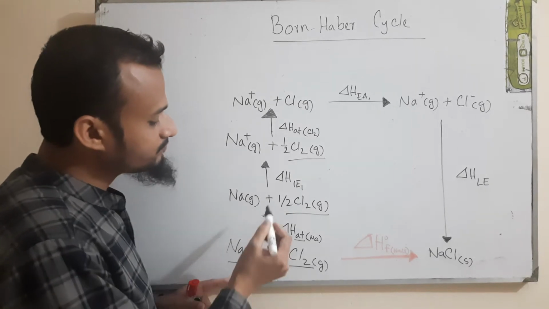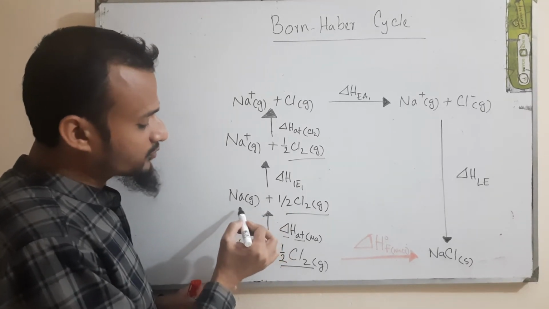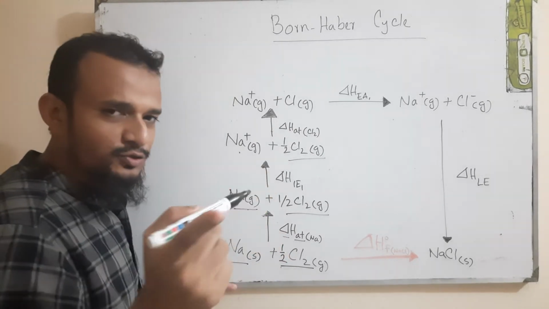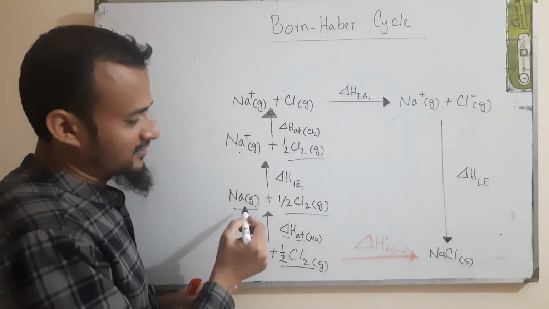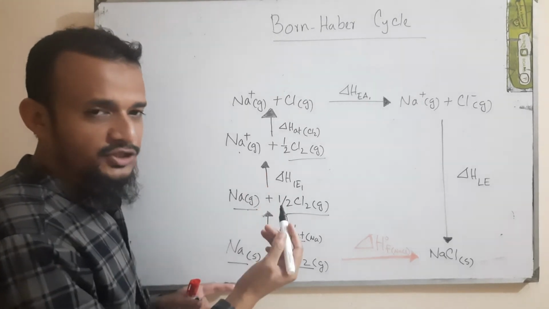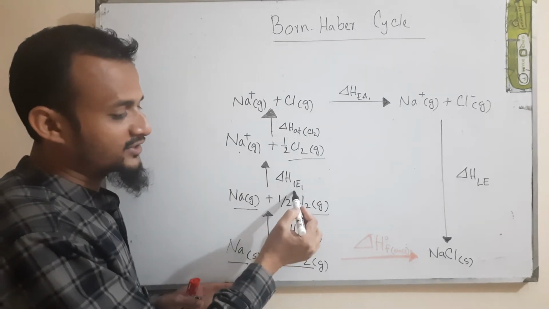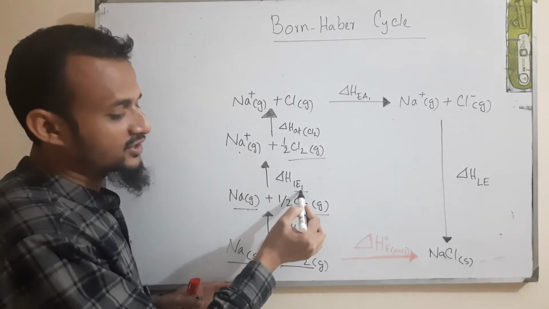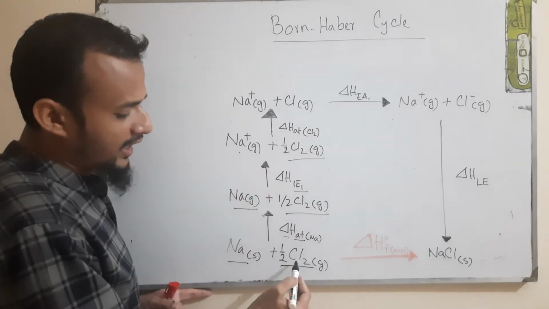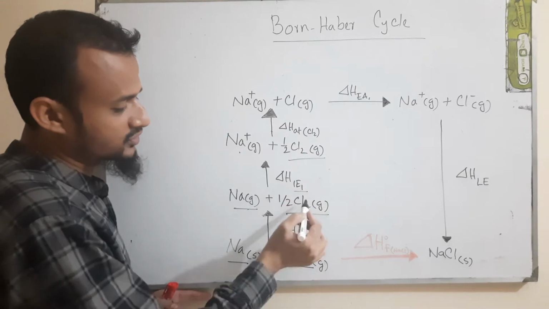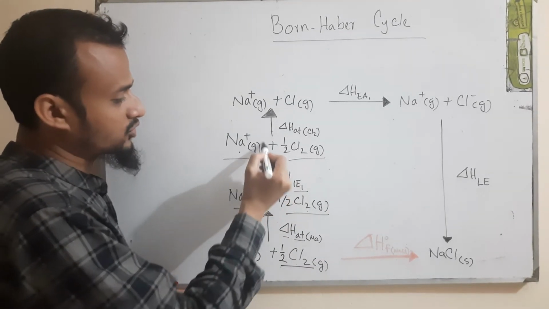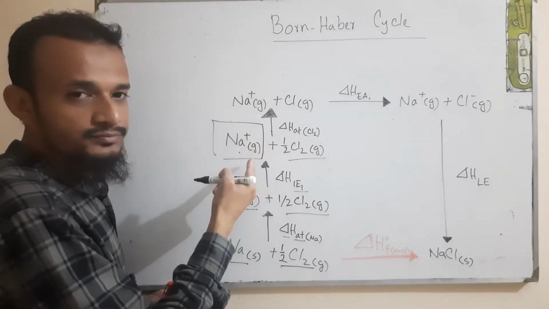Now, from sodium gas, you're going to make sodium ion. How can you do that? By taking out one electron from it, right? And what is the energy change when you do that? Obviously, ionization energy. First ionization energy of sodium. Simple, isn't it? Okay, now see, I did not change anything in half Cl2. Now my goal is complete. I have got what I wanted, sodium ion.